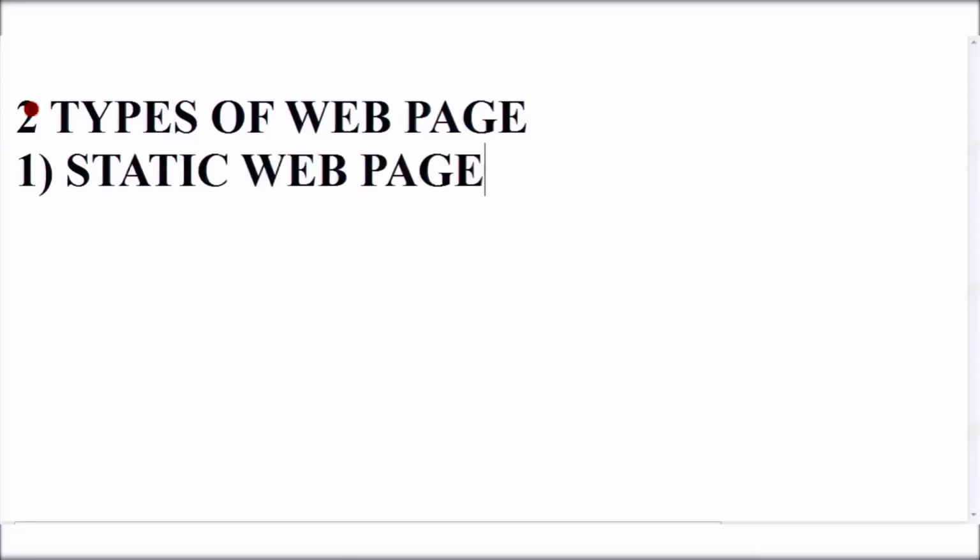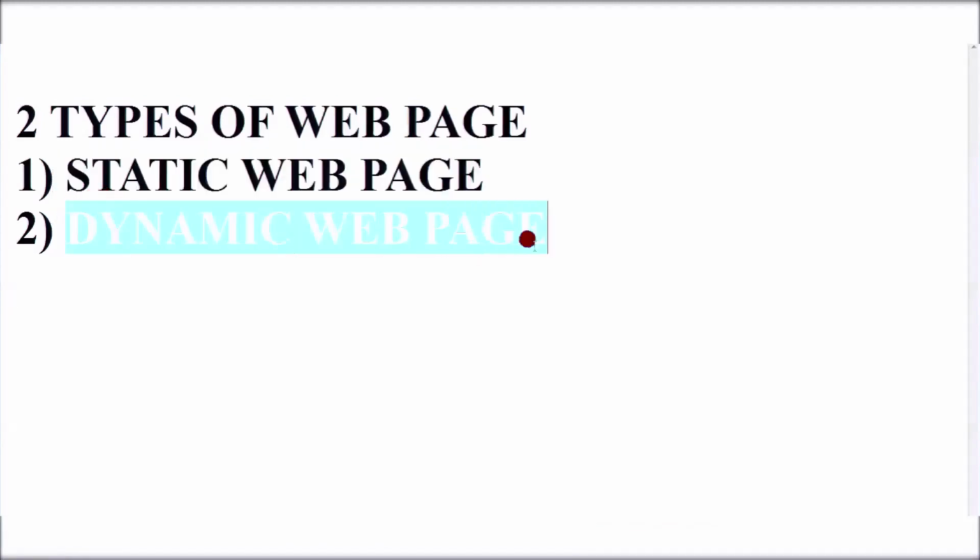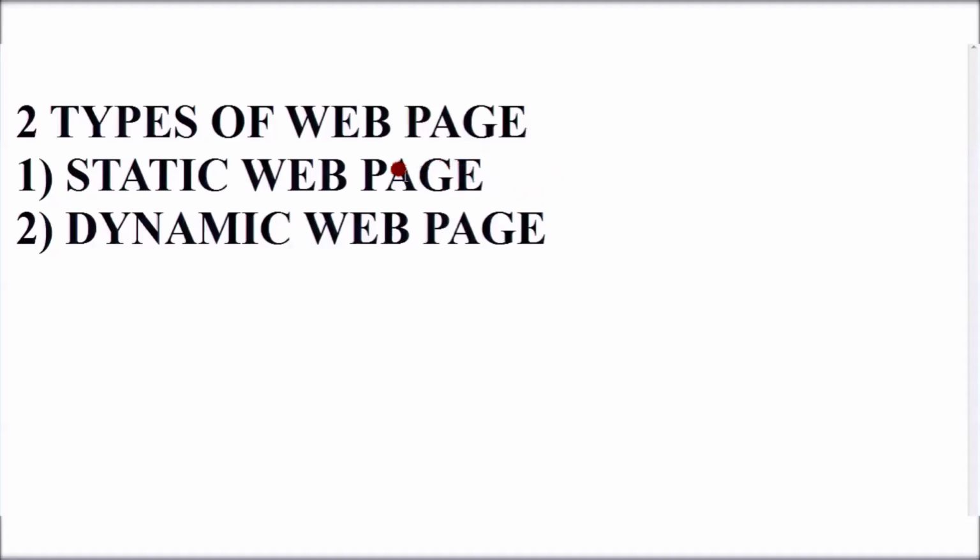In web pages also, there are two types of web pages. One is a static web page and another one is a dynamic web page. This static web page is very simple compared to the dynamic web page. In static web pages, pages will remain the same until someone changes them manually. A static web page is written in a language such as HTML, JavaScript, CSS, etc.